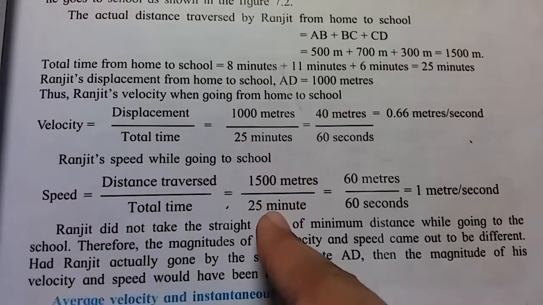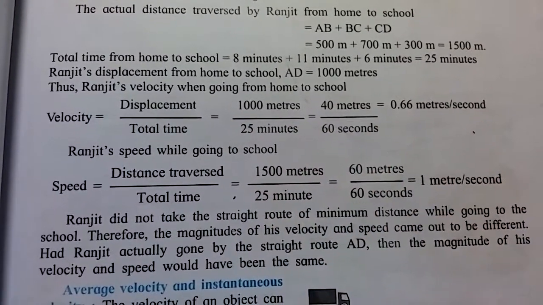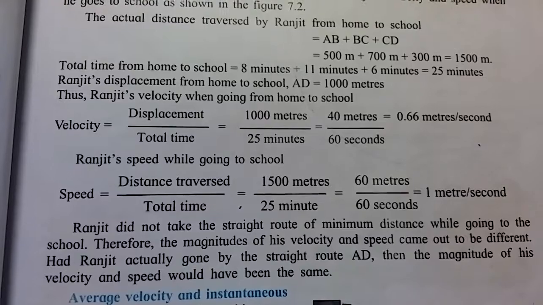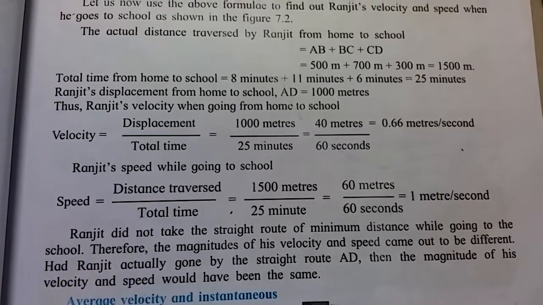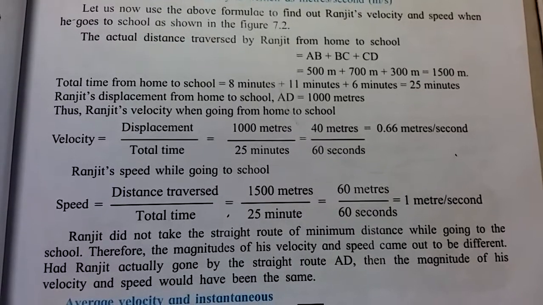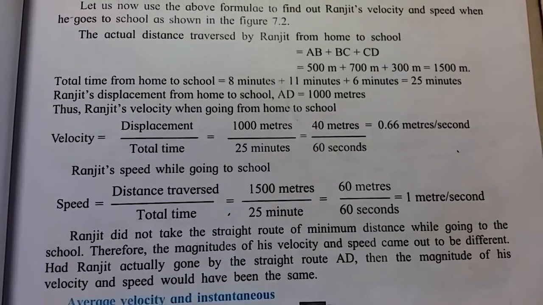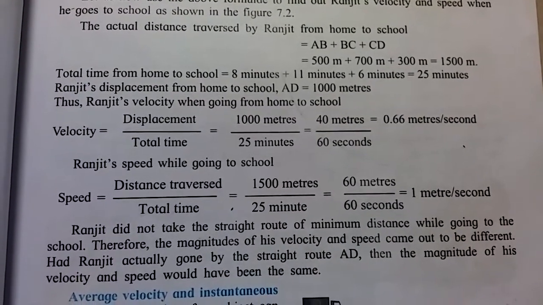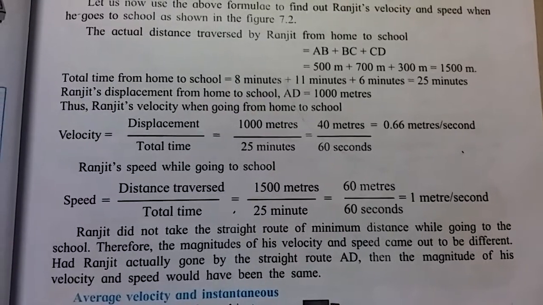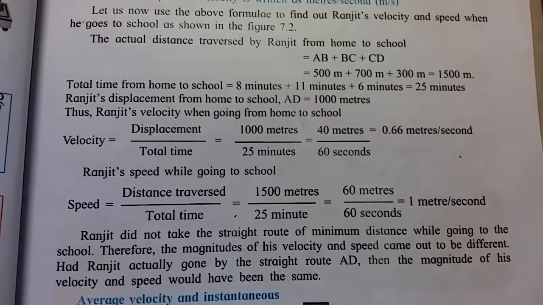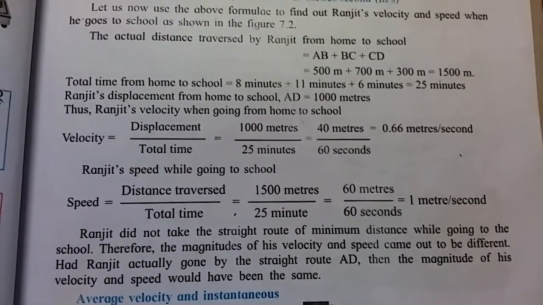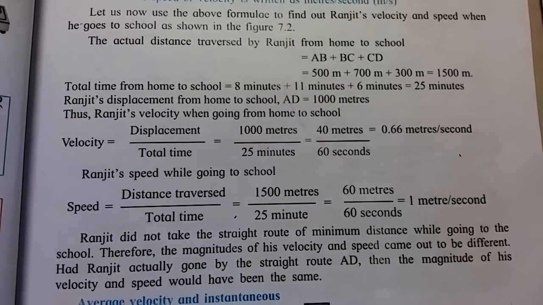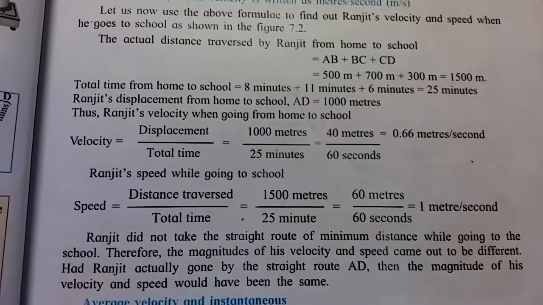I have solved this total on a book. Ranjit did not take the straight route of minimum distance while going to the school. Therefore, the magnitudes of velocity and speed come out to be different. Had Ranjit actually gone by the straight route AD, then the magnitude of his velocity and speed would have been the same.